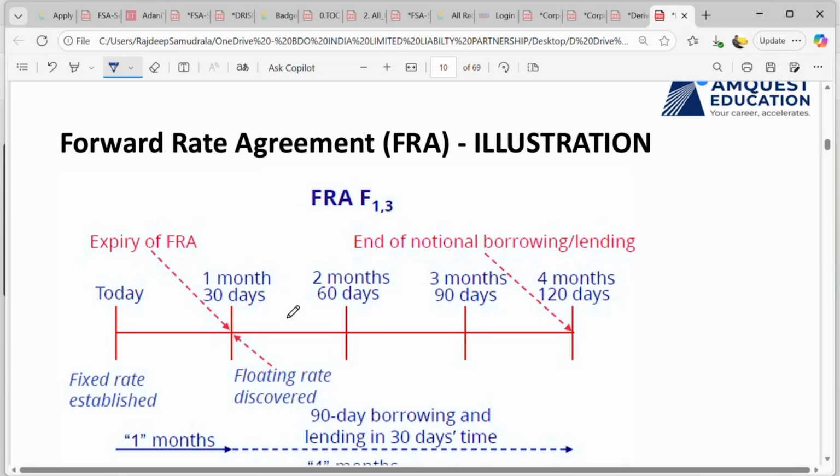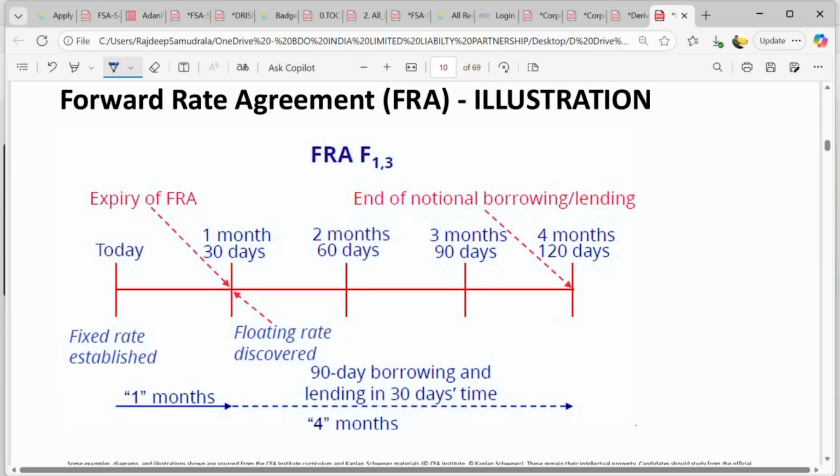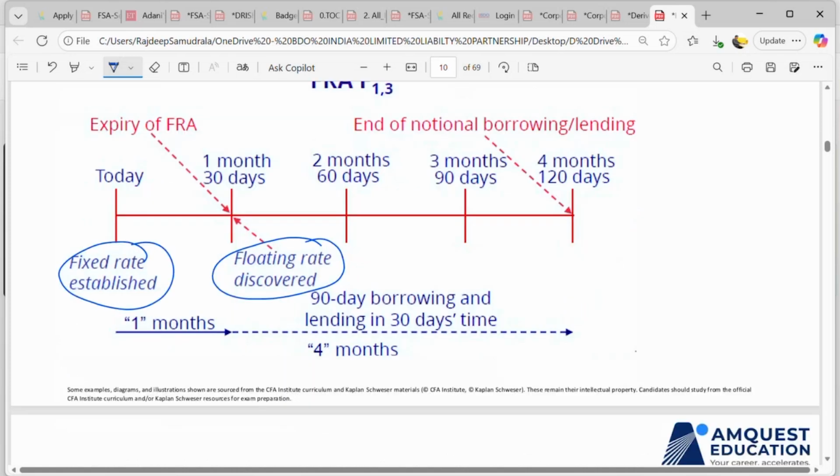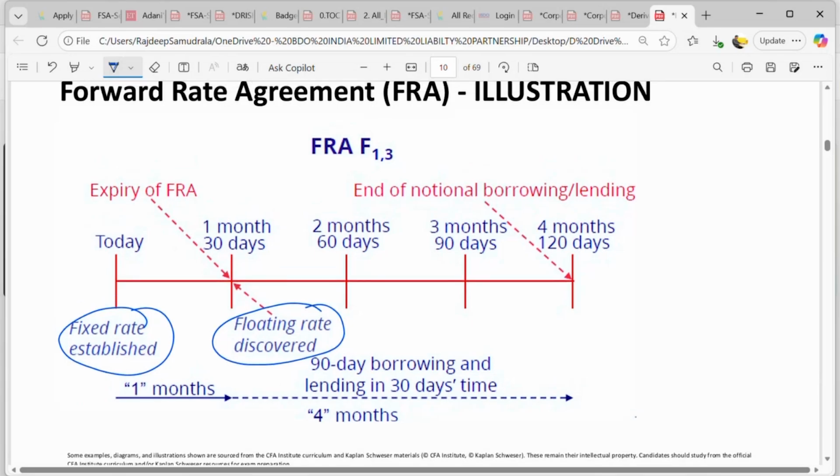FRA. Okay. Now, look at this. When you establish a fixed rate, now remember, today I'm saying I'll pay fixed rate, like I told you 8%. The floating rate discovers, obviously, every 3 months, because floating rate changes every 3 months, right? So then the floating discovered, your value will change. Remember, you have to consider the period of the contract also. Example, let's say I established fixed rate. After 1 month, I got the floating rate, but the contract is for 4 months.